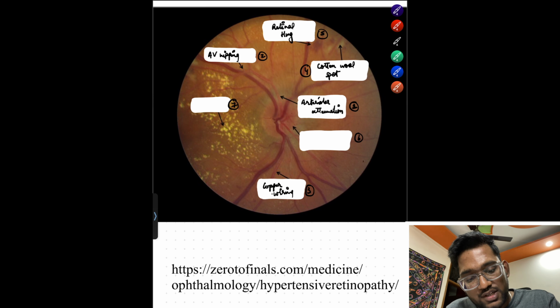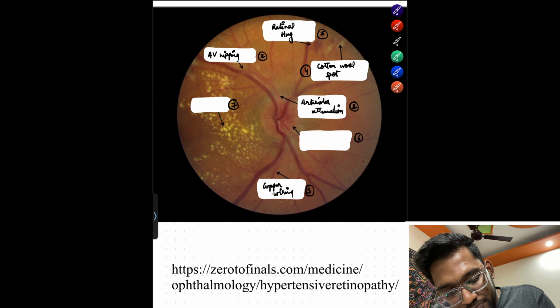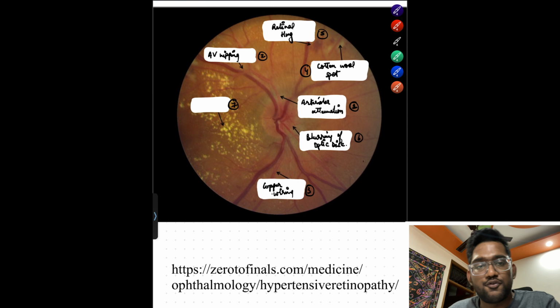Now the second last feature, that is the 6th part, if you look closely at the optic disc, the margins of the optic disc here are very blurry and it is not normally seen over here, and therefore this is the blurring of optic disc or papilledema. So this is a feature of grade 4.